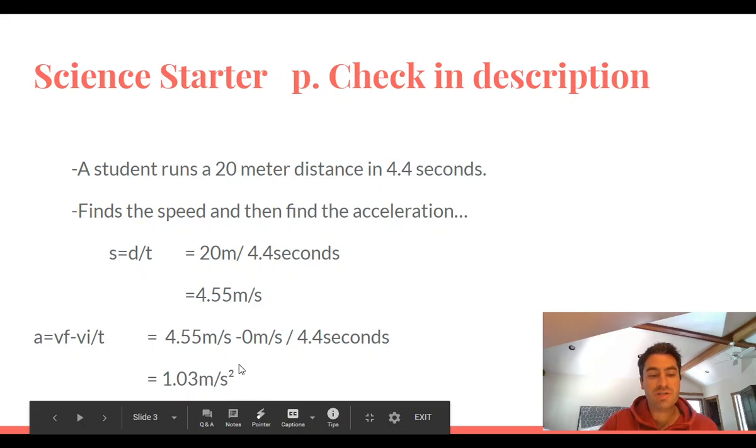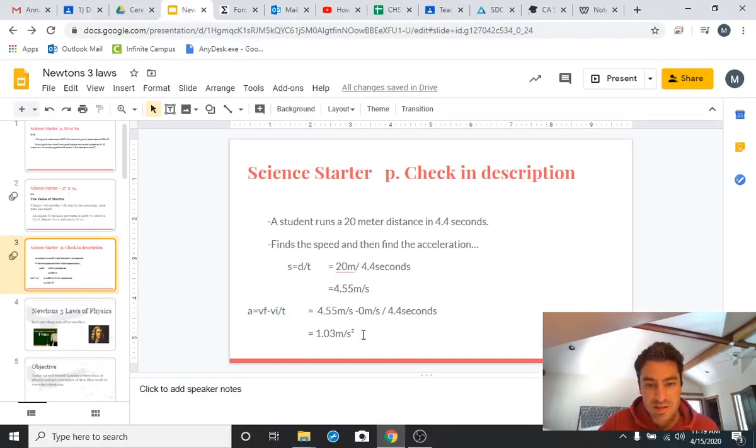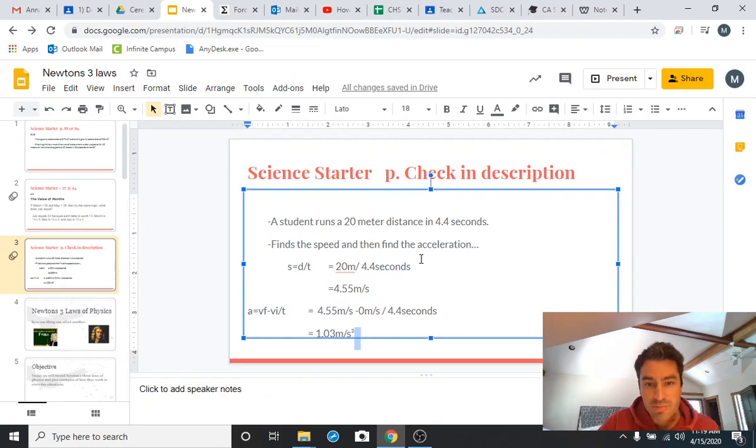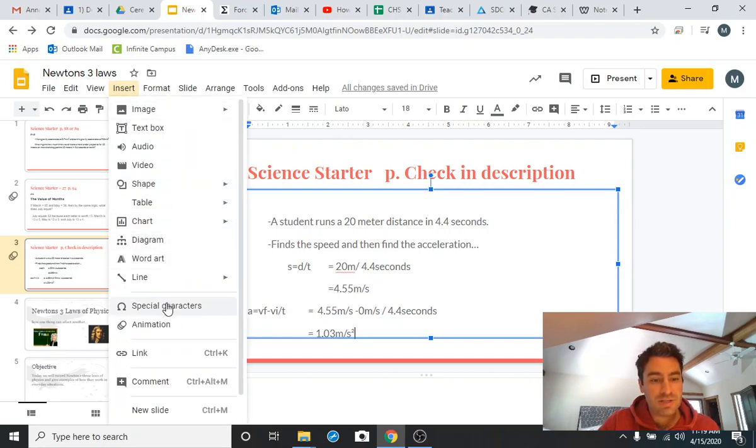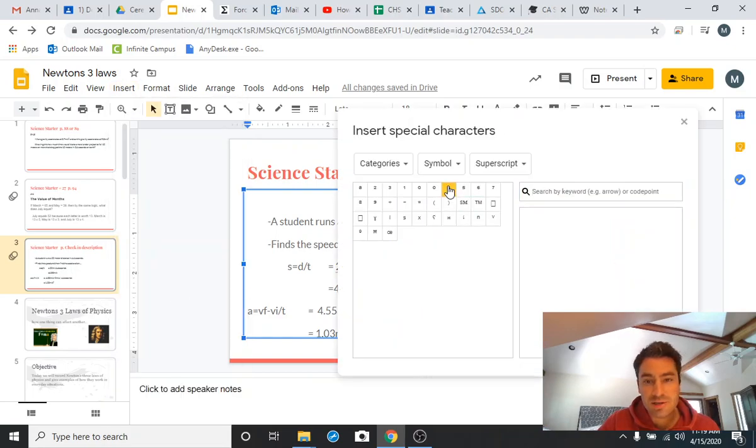Remember, acceleration is always, the time is always going to be squared. Some of you guys were having trouble with this little symbol here, so I'm going to take a second and show you how to do it. When you're putting your answer in, you can just click where you want to be typing, go to Insert. It's a special character in the Insert.